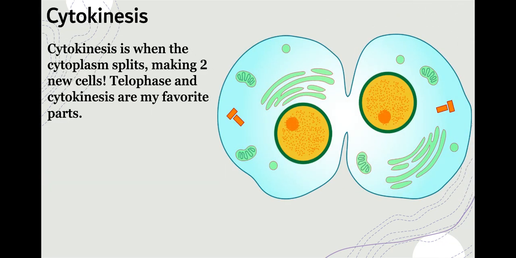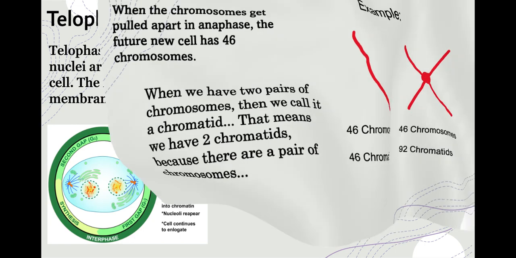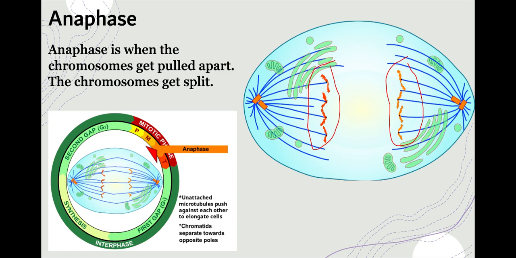We talked about cytokinesis, so when the cytoplasm splits. Telophase is when the two new nuclei are visible under the cell. Chromosomes, chromatids: this is 46 chromosomes and 46 chromatids, but when these combine, 46 chromosomes but 92 chromatids. And I will probably make a video about this explaining in further detail. And anaphase is when the chromosomes get pulled apart.